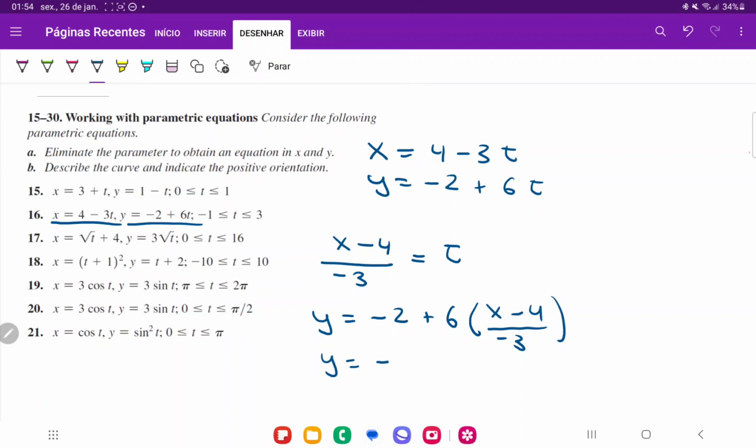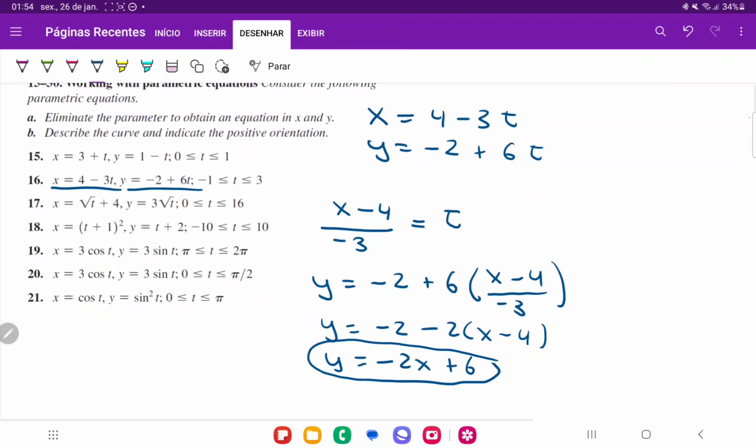We have that y is equal to minus 2, and then 6 divided by minus 3 is minus 2 times (x minus 4), and that becomes y is equal to minus 2x, and then over here we would have minus 2 times minus 4, so plus 8, minus 2 plus 8, plus 6. So y is equal to minus 2x plus 6, that is our actual equation, right? It's going to follow this line.